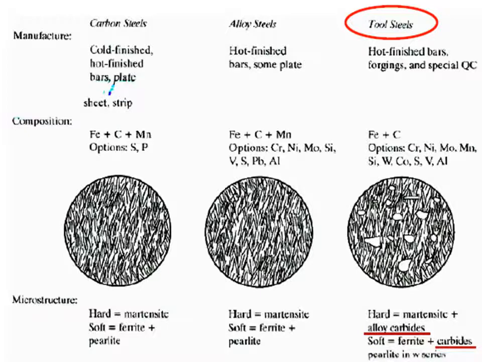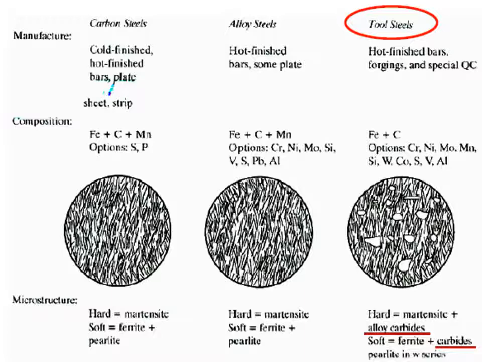Here you can see the carbon steel. How are they manufactured? They are manufactured as cold finished or hot finished bars. They are used to prepare bars, plates, and strips. That is, they exist as bars, plates, sheets, and strips. Their composition is Fe plus C plus Mn. You can add other options also.